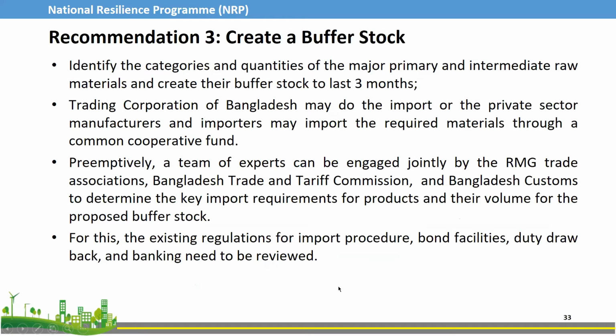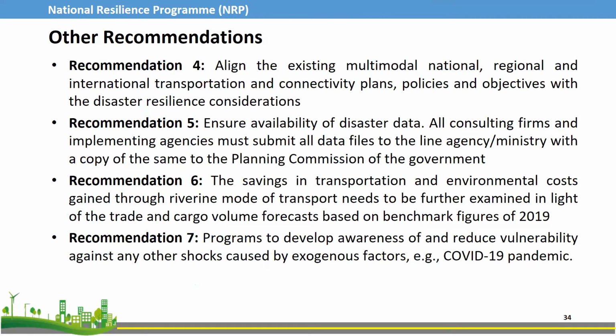This came into the picture because of the COVID situation, and we saw that because of lack of buffer stock, we suffered a lot. So some regulatory boards can be established which identify the requirements of different materials, how much should be stocked, and how this purchasing process can be done. Although this is, I know, a controversial area, maybe we have to think about this. And the fourth one is that we have to include disaster resilience consideration in our multimodal national transportation planning.